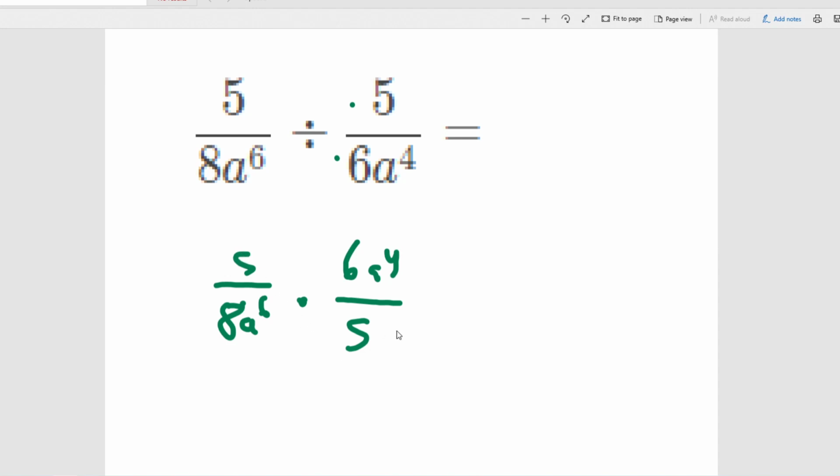But I do see that those are going to simplify, so they're not going to be a thing. I also see that those both divide by 2, so that's going to make life a lot easier later on, because this will just become a 3, and that'll just become a 4. So I'll get 3.